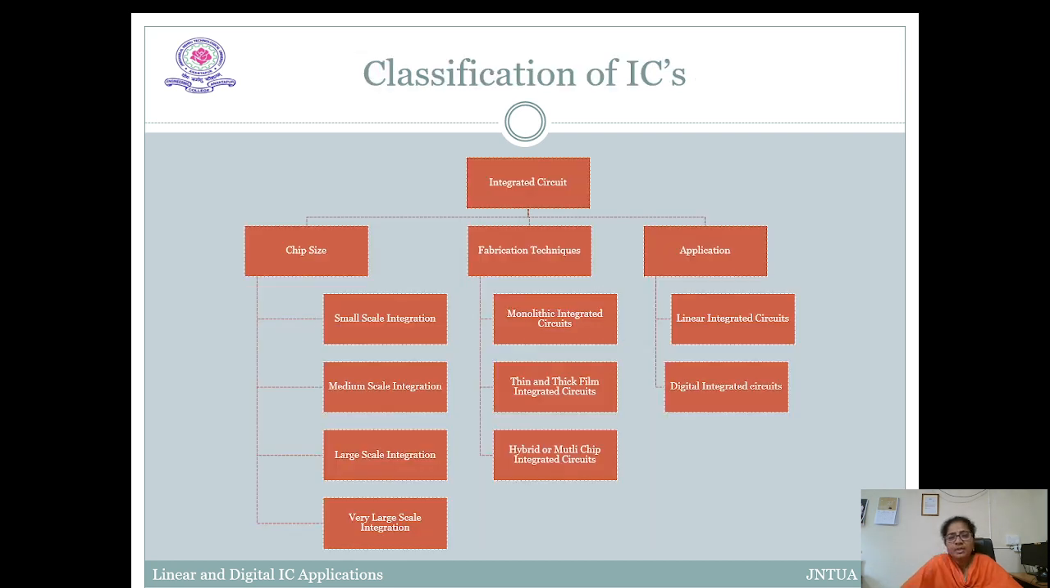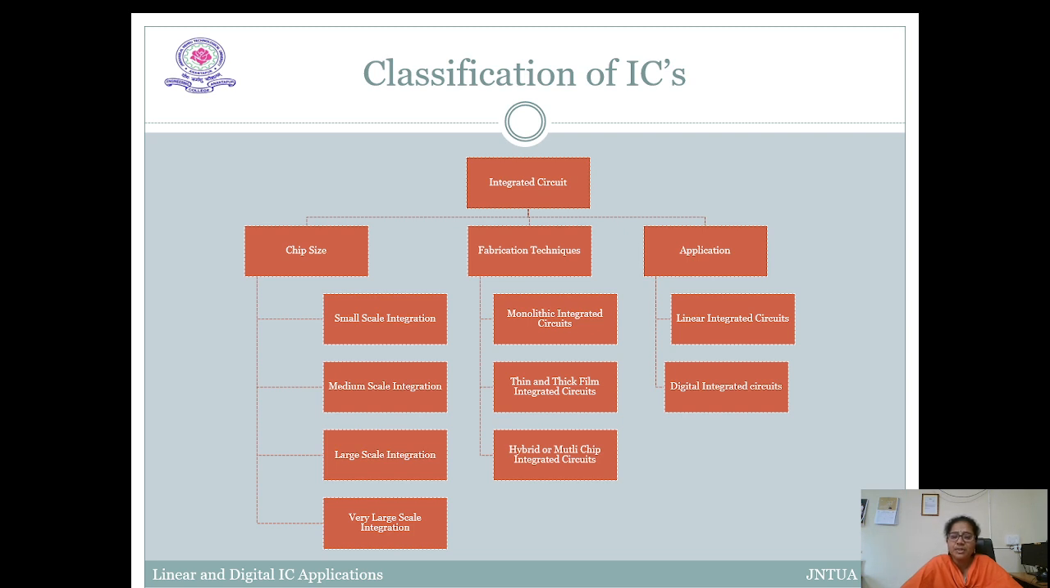So now, what classifications of ICs are there? Integrated circuits are classified based on the size, based on the technique, and based on the application. Based on the chip size, there is small scale integration, medium scale integration, large scale integration, and very large scale integration. The number of components present in small scale integration will be very low. Medium is somewhat higher than small, large is somewhat higher than medium, and very large is higher than large scale.